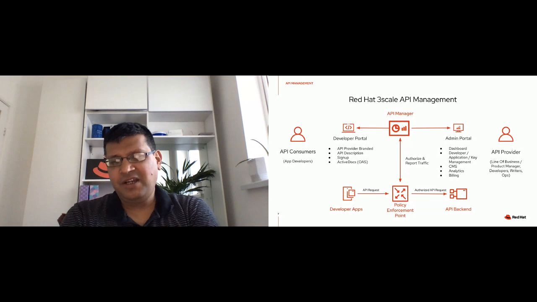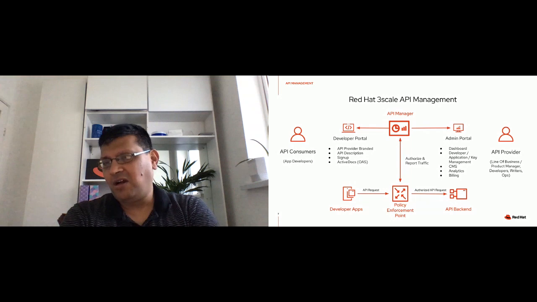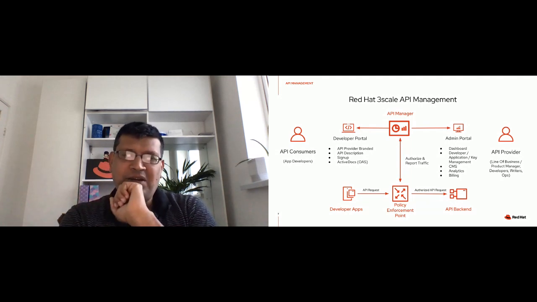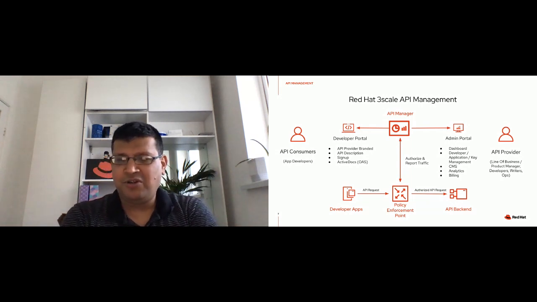So a very simple architecture of the API management platform itself, we have an API manager that is available for you as a hosted SaaS solution or available for you to deploy on-premise or in the cloud platform of your choice running on top of OpenShift, which provides you with all of the API management capabilities, like creating your own custom developer portal, providing you as an API provider with an admin portal and all the functionality to manage users and manage your APIs, access analytics, setting up billing, etc.